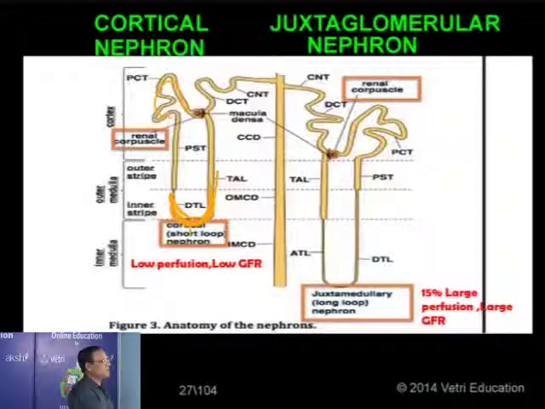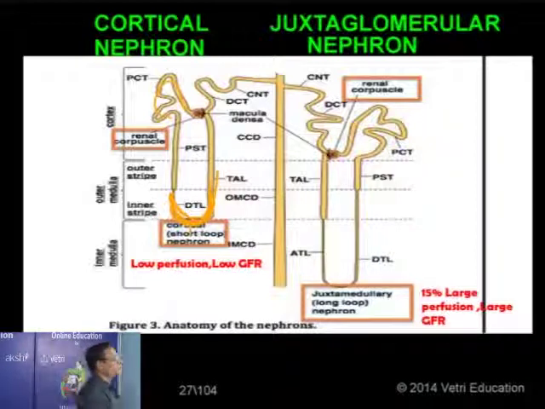And this is the thick-walled ascending limb, which is present in the outer medulla. And this is the collecting duct, the IMCD, inner medullary collecting duct. So the medulla is also divided into outer medulla and inner medulla, according to position.